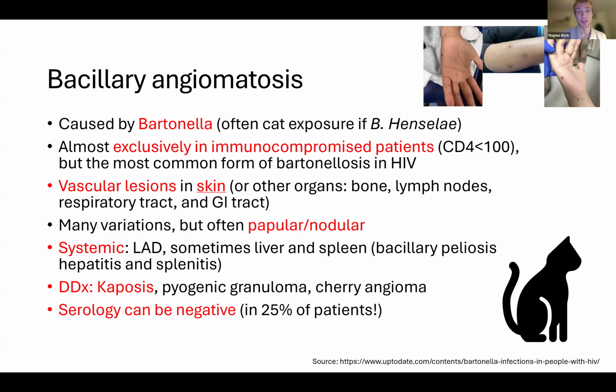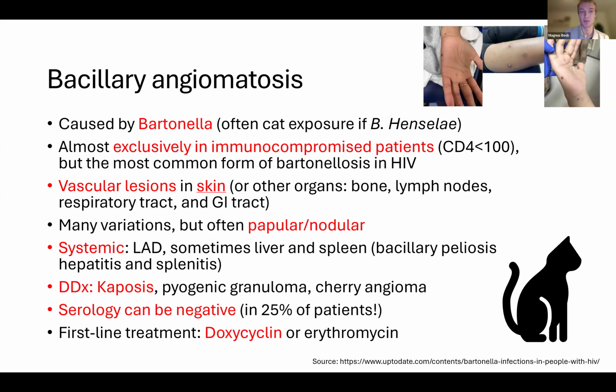And it's really important here to remember that serology can be negative. So that's actually in nearly 25% of patients with HIV and bacillary angiomatosis. And that's simply because the immune system is not capable of mounting a response that we can actually measure. So finally, first-line treatment is doxycycline or erythromycin, and actually the patient did receive doxycycline during the last admission, which improved the symptoms. So that was also a clue to the final diagnosis here.